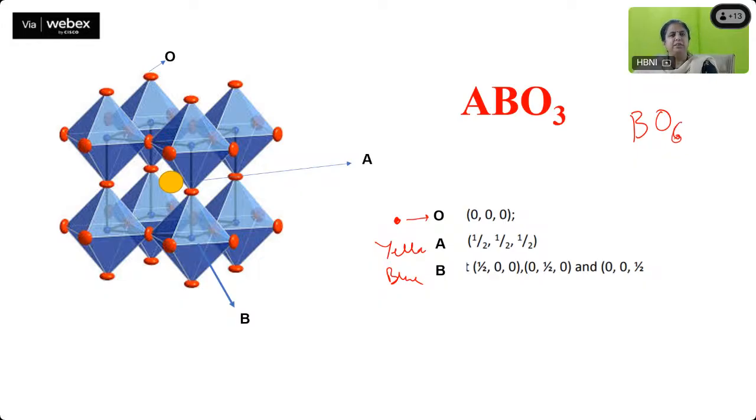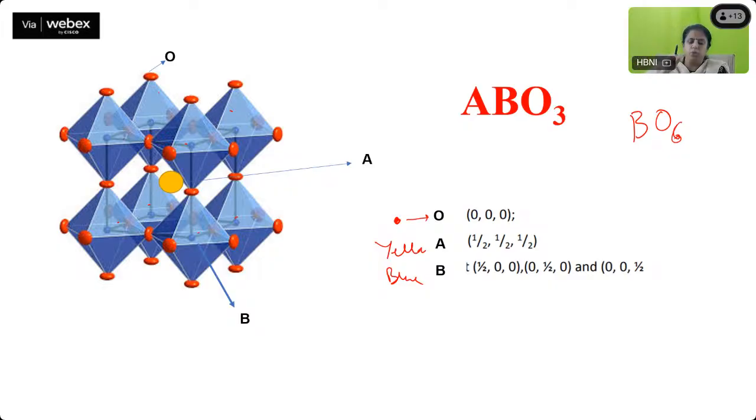Okay, BO6 has 6 corners. It is joined to 6 more. It is sharing those 6 corners with 6 BO6 octahedra. They are further sharing to form a three-dimensional network of corner sharing BO6 octahedra, wherein between each group of 8 BO6, as shown here, 1, 2, 3, 4, 5, 6, 7, 8, which is also called the cuboctahedral site, you have a cation. This is what perovskite ABO3 is.